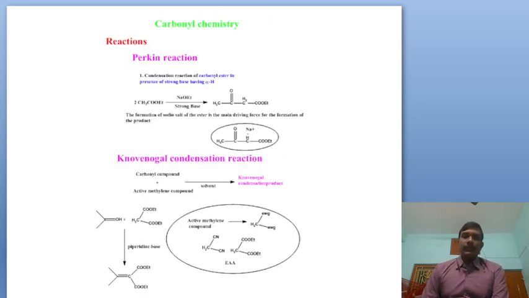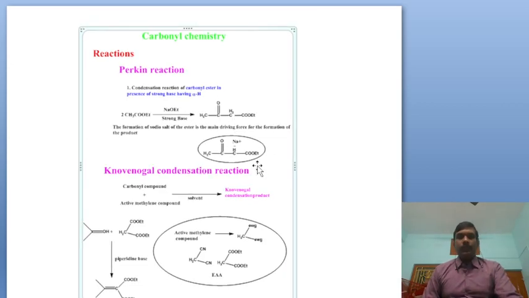The Perkin reaction. In the Perkin reaction, 2 moles of sodium ethanoate will combine with each other to give such type of product.